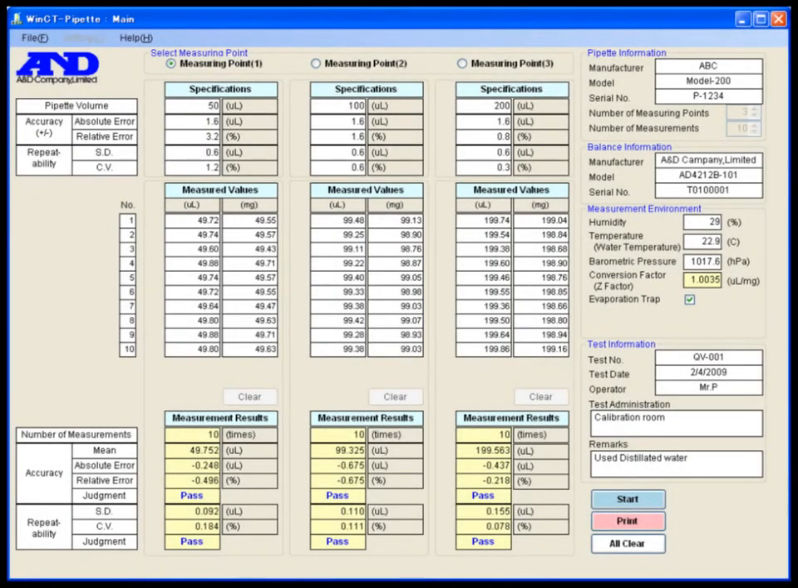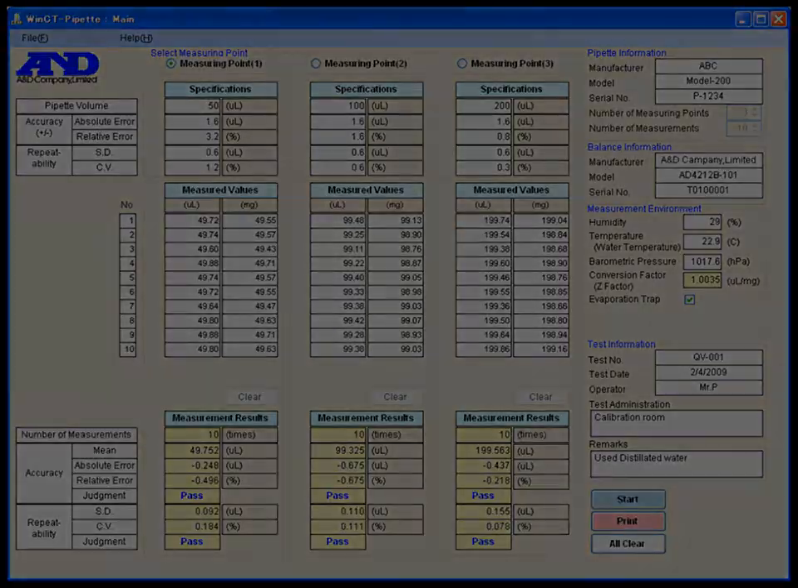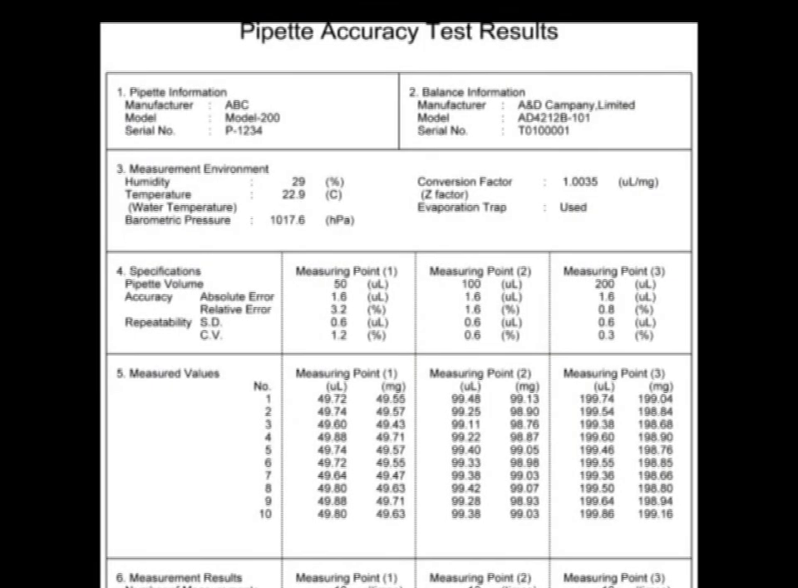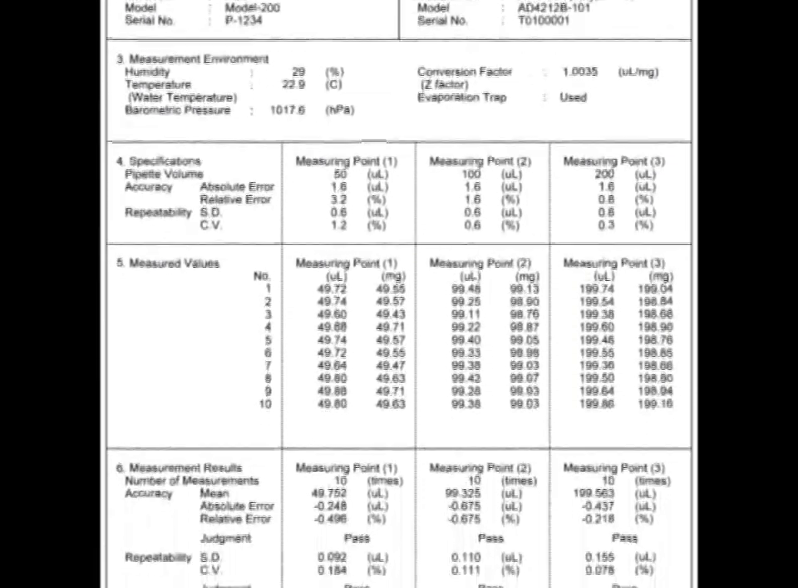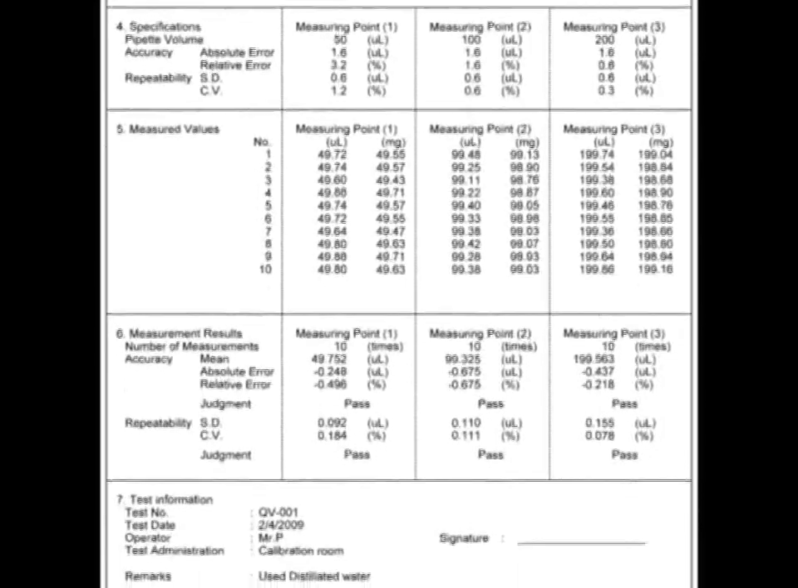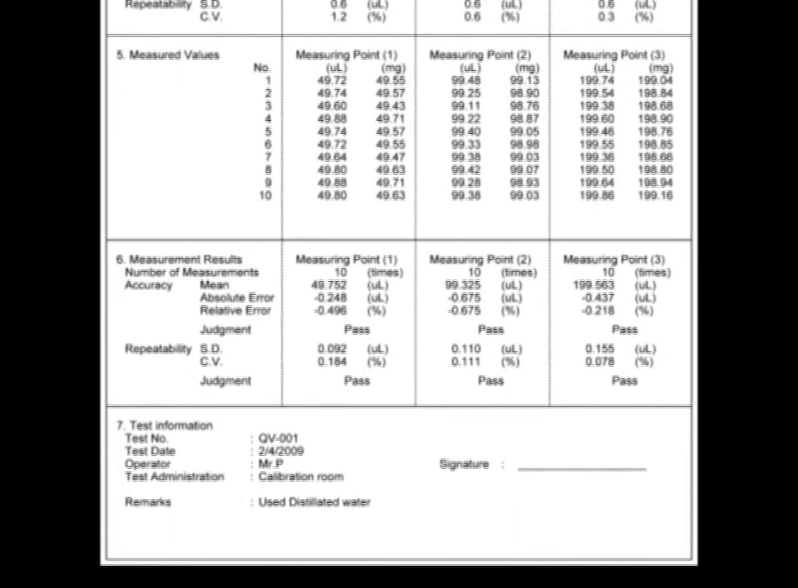This image shows the results of 10 measurements at 3 points. You can save the test results to a PC, as well as print them out in an A4 or letter size report format for paper-based recording with signatures.